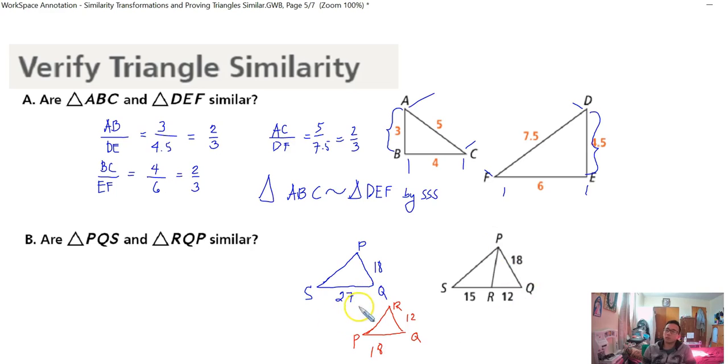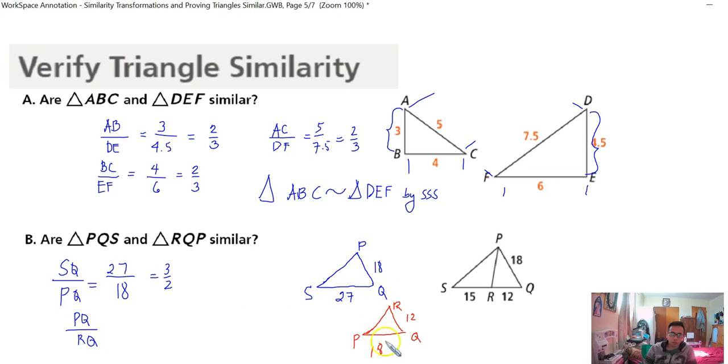Okay, so I'll just take a look at if they are proportional. So first is identify the ratios. Okay, so corresponding parts. First is SQ over PQ. So that is SQ, 27 divided by 18. That is equal to 3 over 2. While PQ over RQ.